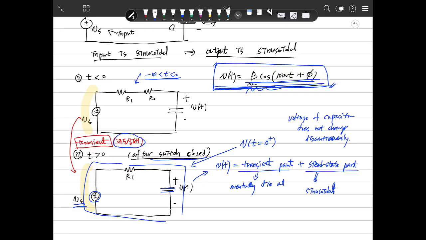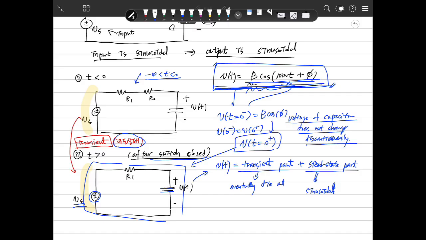So actually, we can get V when t is 0 minus. What is that? We insert it here, and we use B cosine phi, because the capacitor voltage does not change instantaneously. So V(0 minus) will be V(0 plus). So we know that will be the initial condition of this electric circuit. So we need to know the initial values, the initial condition.